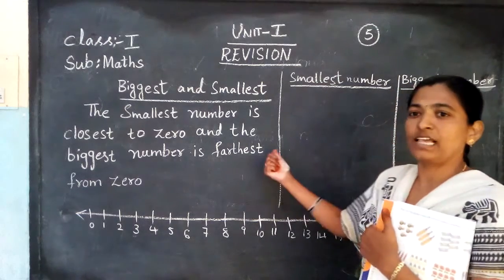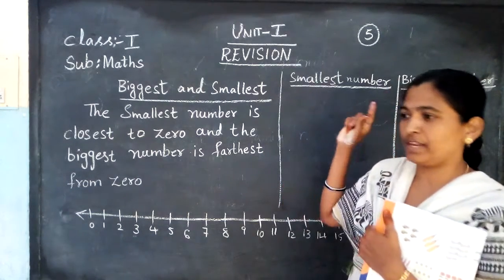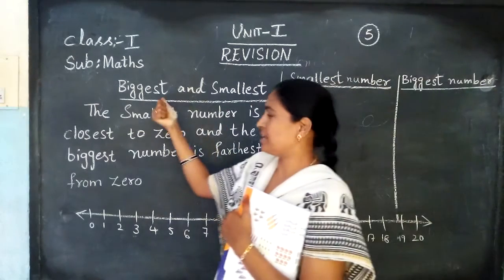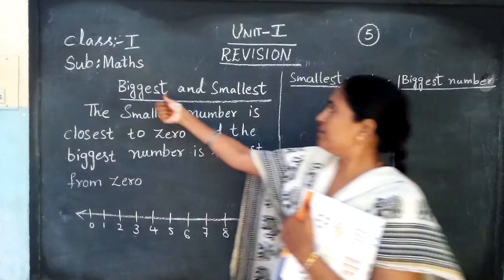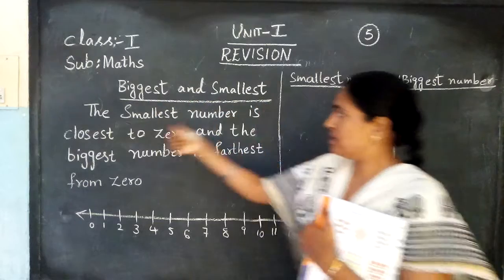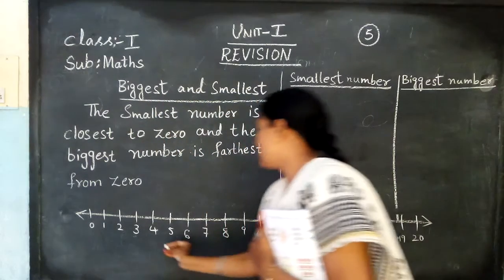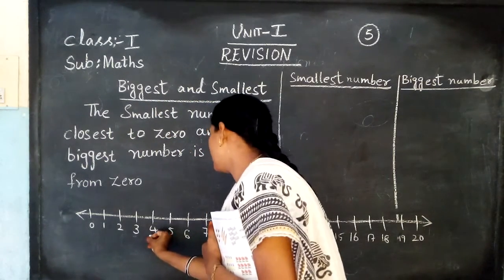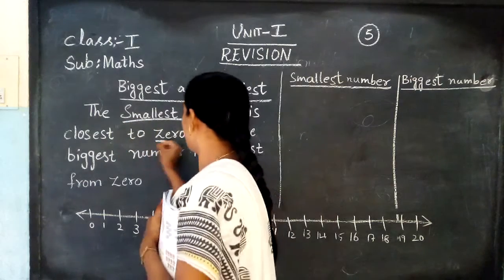Children, in previous class we have learned comparison of the numbers. Comparison means you are comparing two numbers to find which is the biggest and the smallest. Now in this class, biggest and the smallest numbers. The smallest number is closest to 0. Example, I am taking 4.